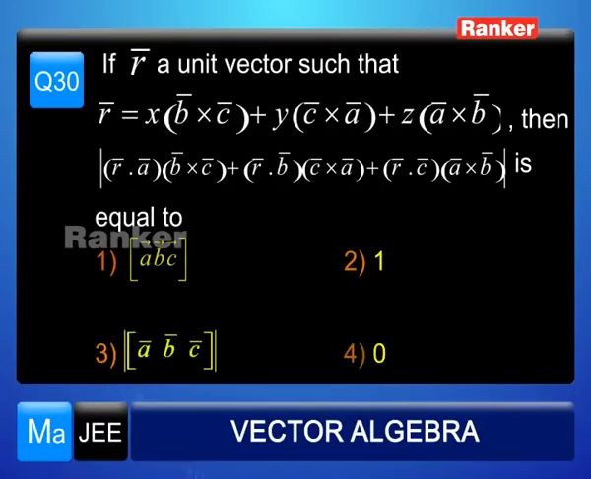R bar is a vector such that R bar is equal to x times B cross C plus y times C cross A plus z times A cross B vectors. Then the magnitude of R bar dot A times B cross C plus R bar dot B times C cross A plus R bar dot C times A cross B is equal to, the options are, first option the box of ABC, second option 1, third option modulus of box of ABC, fourth option 0.